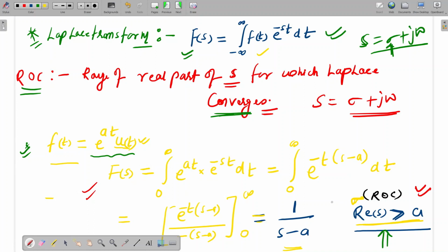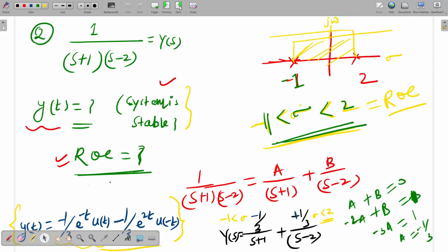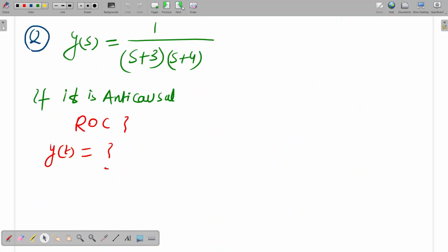Everyone, is this ROC explanation clear? Like why here it is greater than a? Yes, sir. Okay. So should I move to the next question? Yes, sir. Okay.